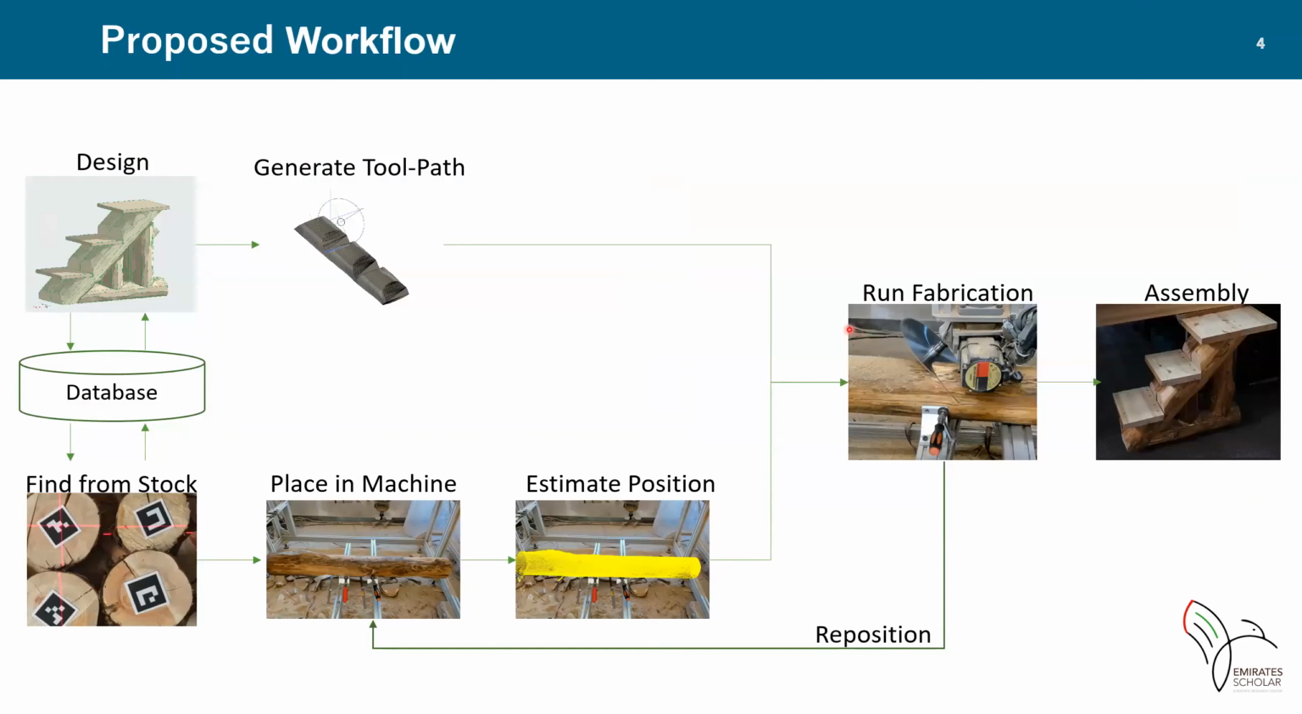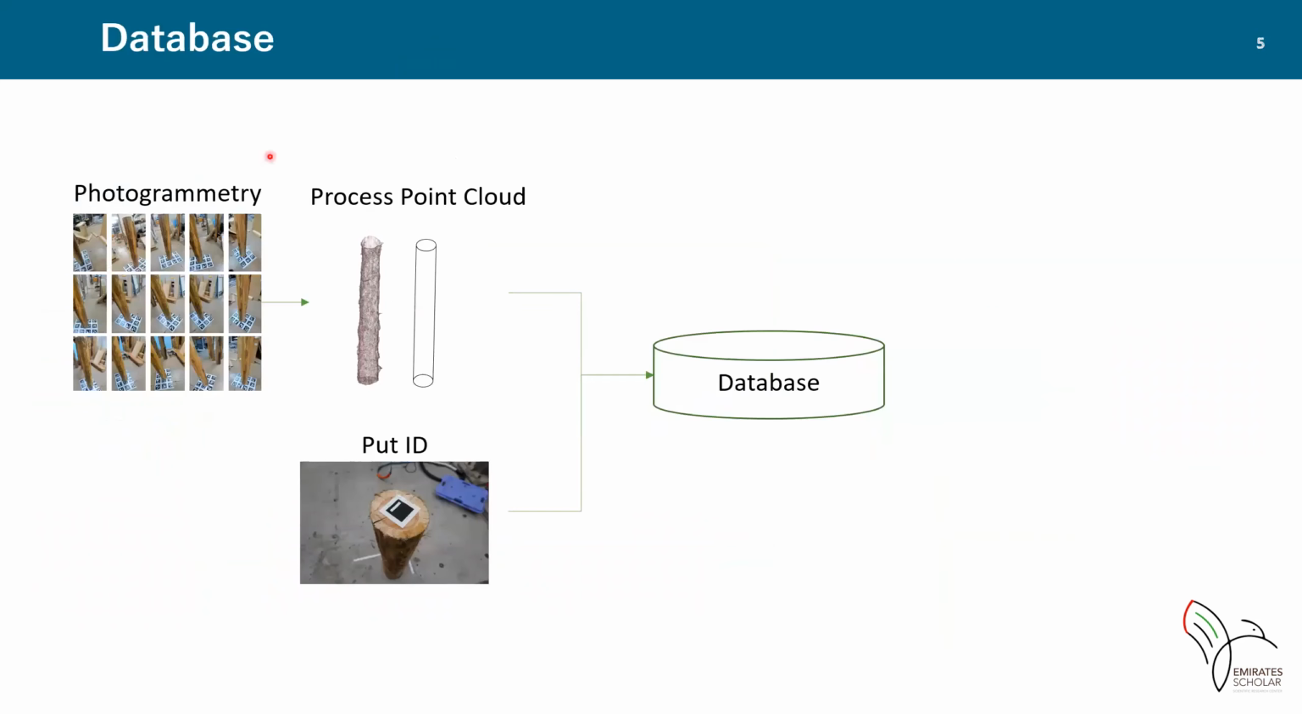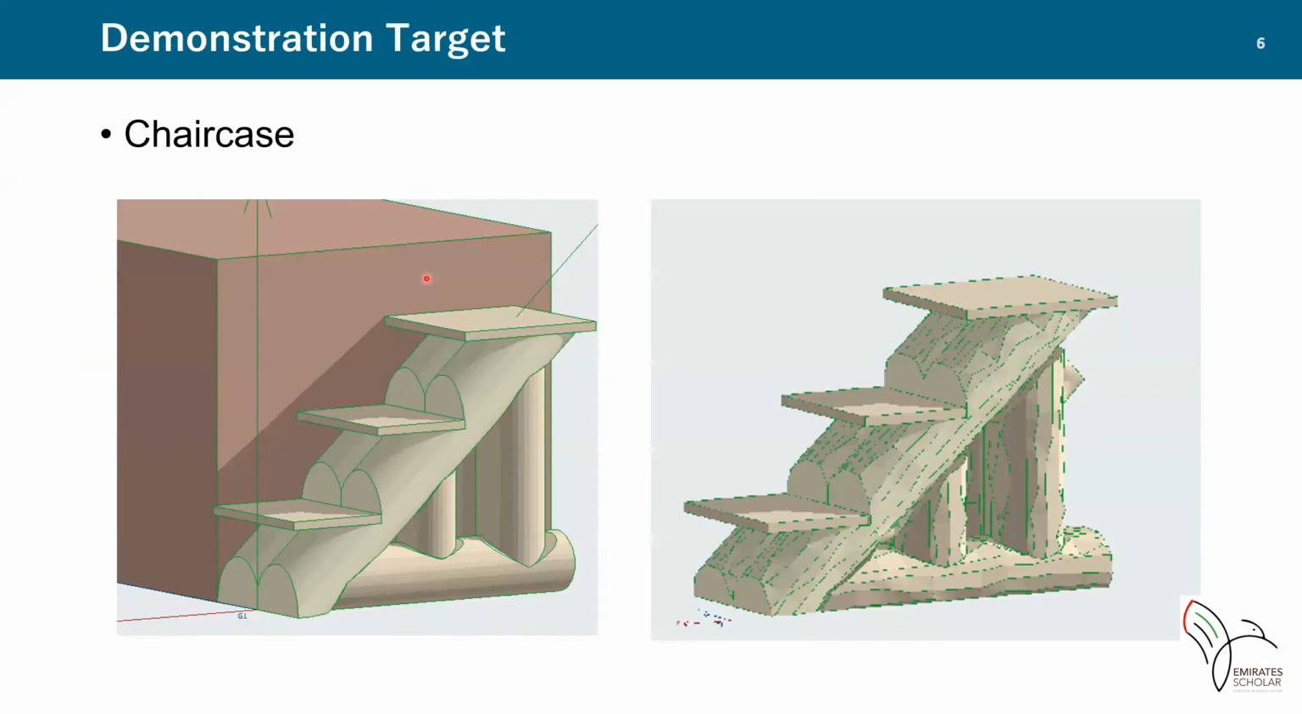In this study, we have developed a method to estimate the position and orientation of the logs and process them without jigs. This is the workflow for the effective use of the developed processing system. The database stores information such as log shapes and IDs like this. We designed and built this staircase to check the availability of the workflow. On the right image, the shape of the log stored in the database is applied to staircase members.